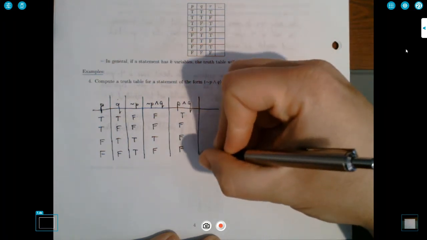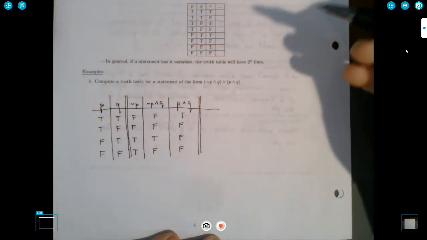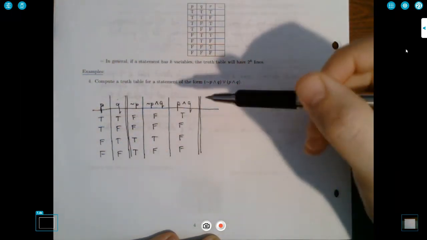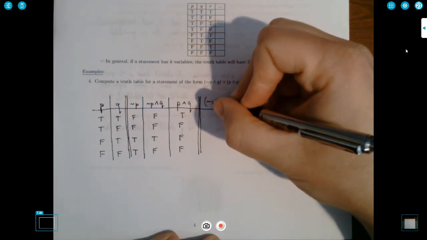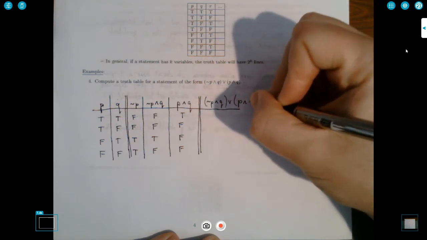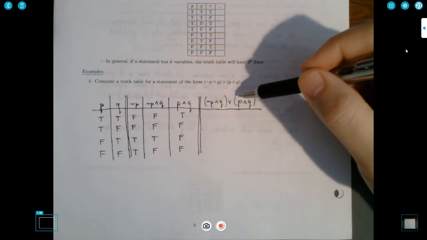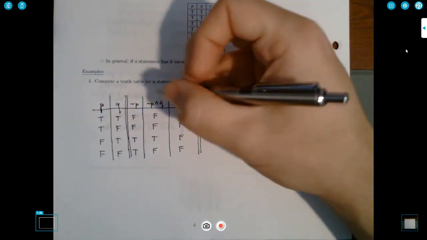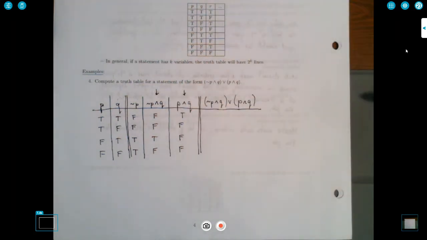Finally, I'm going to put a double column here. Maybe I'll put a double column here as well, because these were our original variables, and this was just some scratch work. And now this is the final result that we were hoping to get to: not P and Q, or P and Q. This is the final statement that we were trying to arrive at. In order to do this, we're going to look at the not P and Q column, and then we're going to look at the P and Q column.